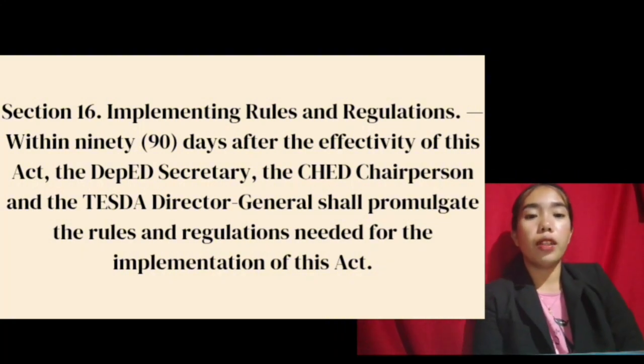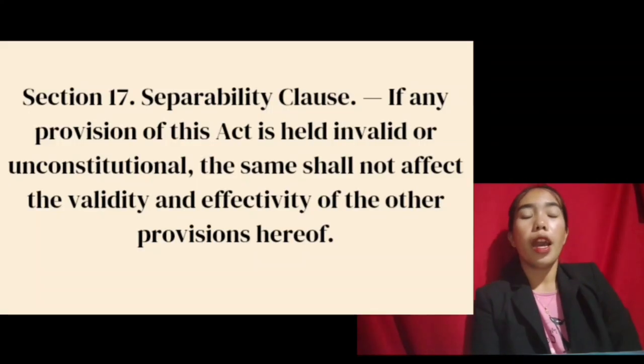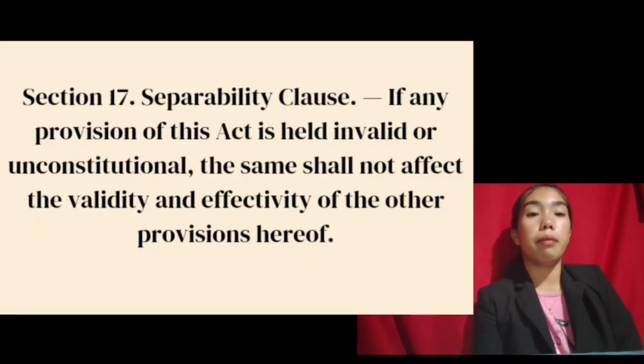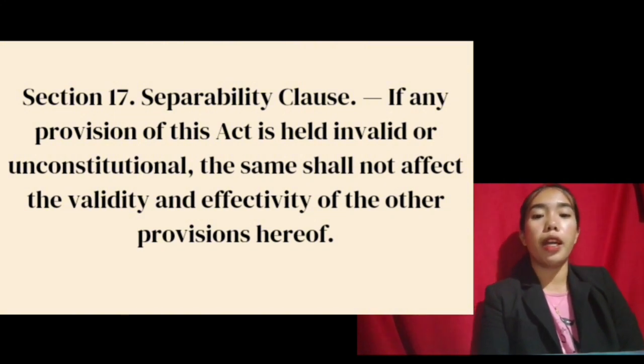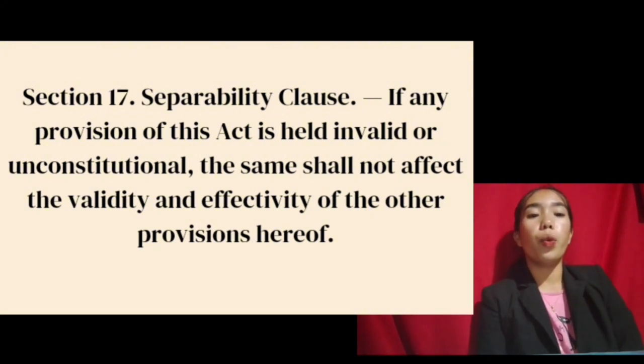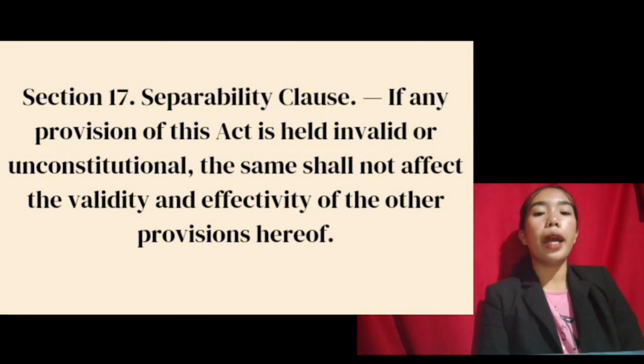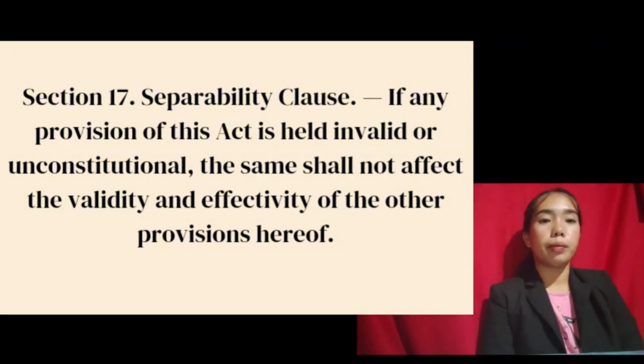In Section 17 is a separability clause, a common legal provision found in many laws. It ensures that if any part of the law is deemed invalid or unconstitutional by a court, the rest of the law will still be valid and enforceable. This means that if one section is struck down, the remaining sections of the law will remain in effect. This is a standard practice to prevent the entire law from being invalidated due to a single problematic provision.